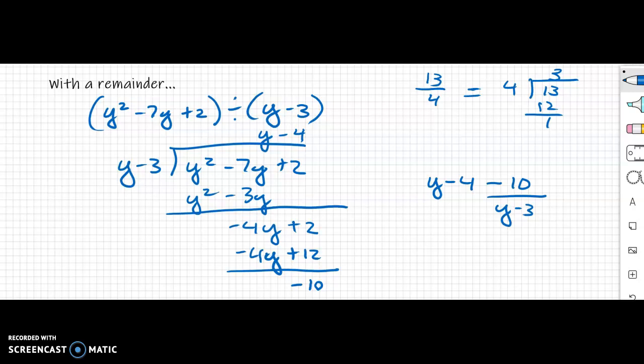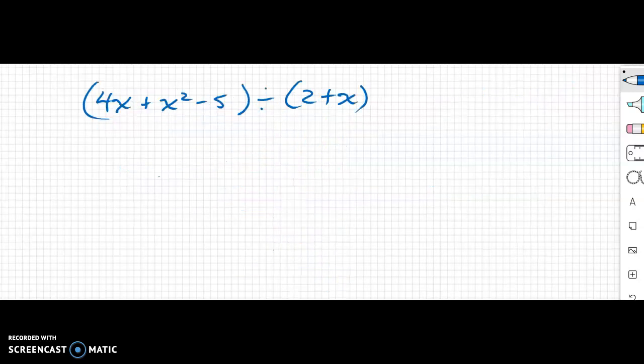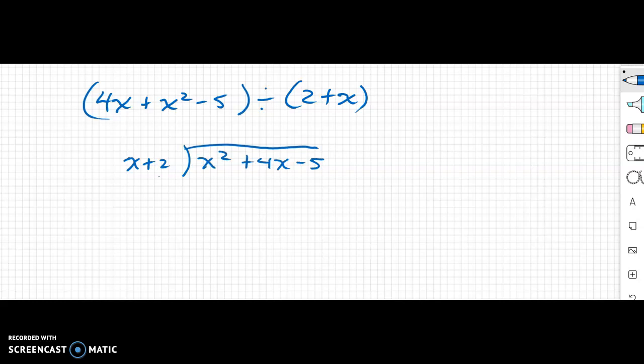Let's do another example like that. In this next example, notice that this is not written in standard form, and this is not written in standard form. So when I rewrite this problem with the divisor house, I'm going to change these so that they are in standard form. So I'm going to change that to x plus 2, and I'm going to change this to x squared plus 4x minus 5.